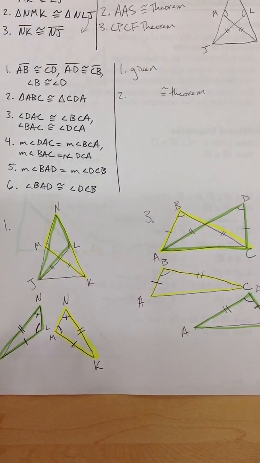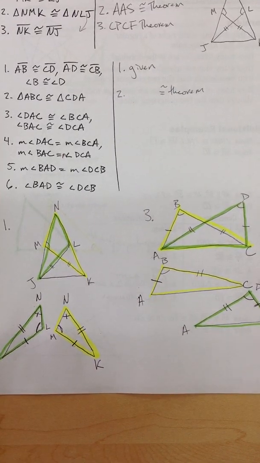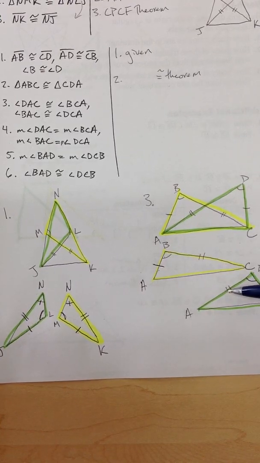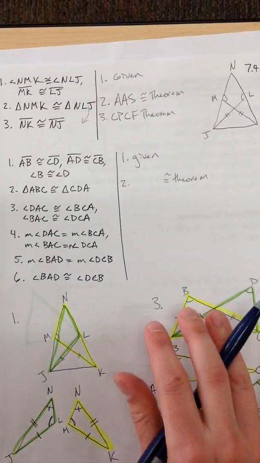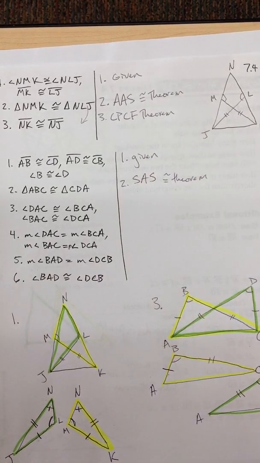Okay, so now if I'm looking at my 3-letter thing, I feel like it's a lot easier to kind of see here. I could go side, angle, side, and also side, angle, side. So this would be side, angle, side congruence theorem.